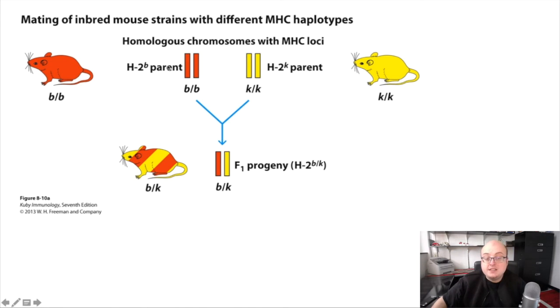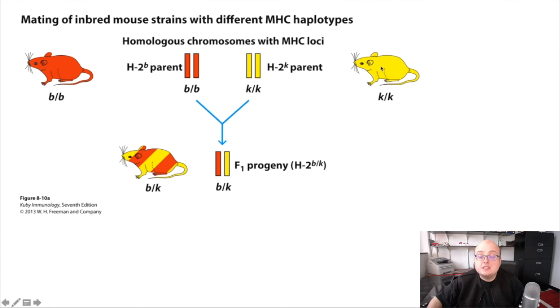This mouse is homozygous, so it has all of the exact same alleles on both chromosomes. And so this is common with laboratory mice, again, because they're frequently very inbred. So this mouse we'll call H2B. So remember, the mouse MHC locus is called H2. Its haplotypes are B. It's homozygous B.